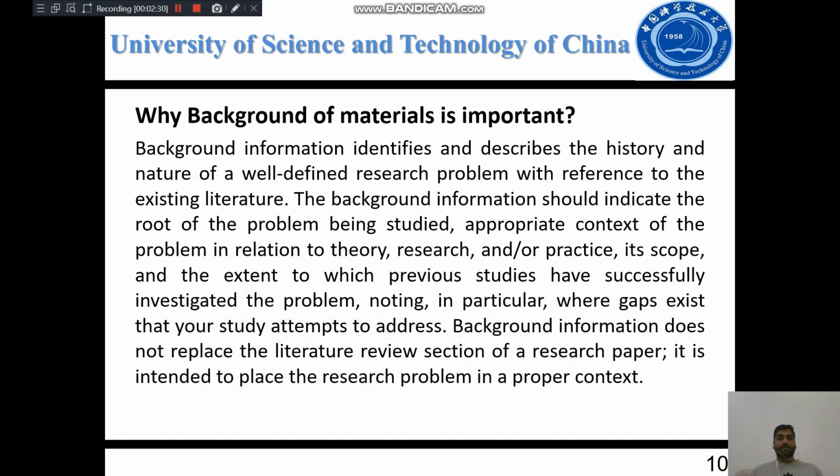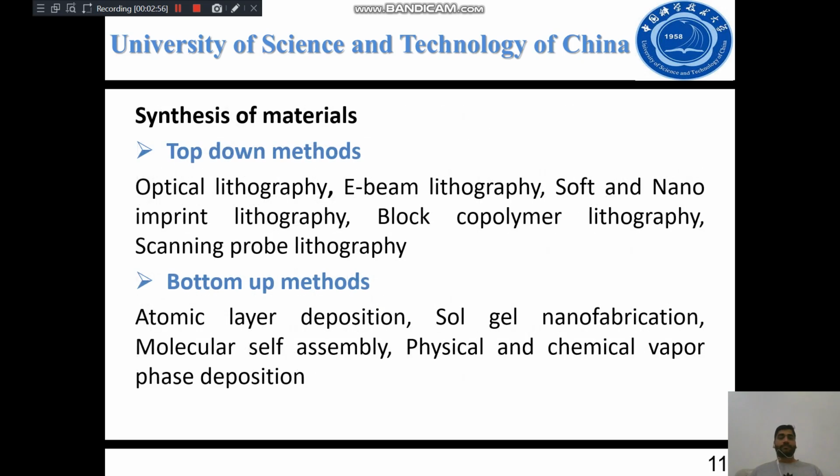Why is the background of material important? Background information about the material identifies and describes the history and nature of a well-defined research problem with reference to the existing literature. The background information should indicate the root of the problem being studied, the appropriate context of the problem related to history, research, and practice, and the scope and content of previous studies that successfully investigated the problem. It should note in particular where a gap exists that the study is important to address.